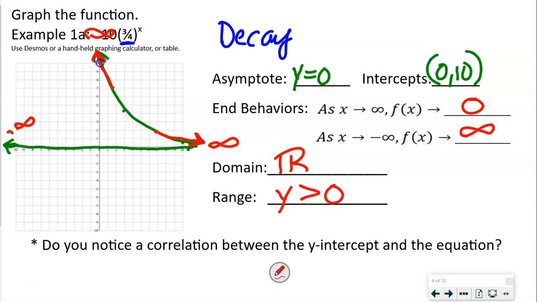Now this bottom question down here says, do you notice a correlation between the y-intercept and the equation? And hopefully the answer to that question is yes. So let me erase this up here so we can look at the equation. So do y'all see this 10 right here? Notice that 10 right there. So that's what determines what our y-intercept is, okay?